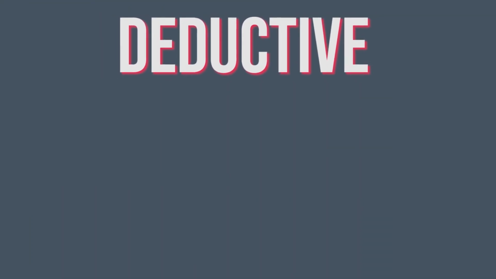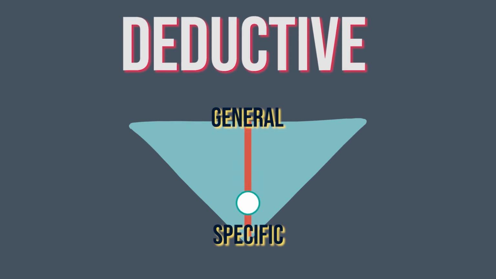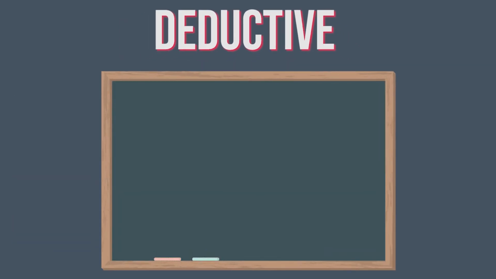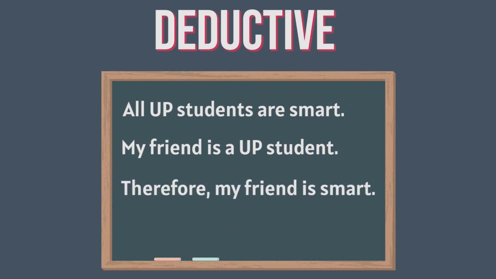Deductive reasoning, also called logical deduction, is the process of reasoning from a general statement to a specific instance. For example, all UP students are smart. My friend is a UP student. Therefore, my friend is smart.